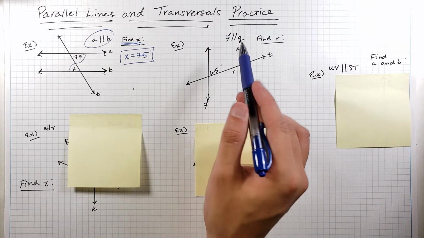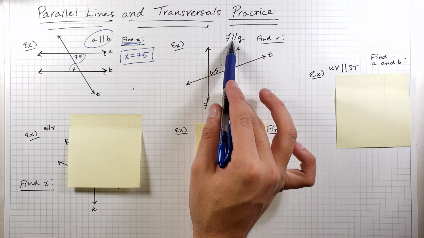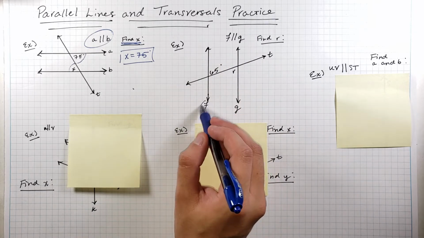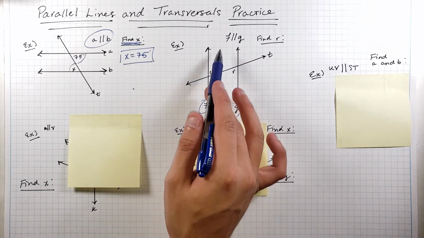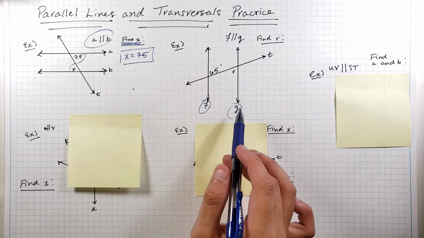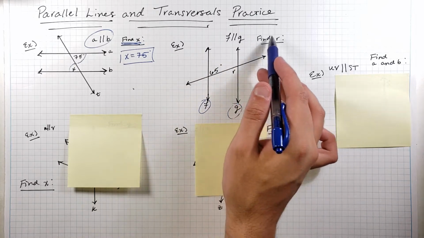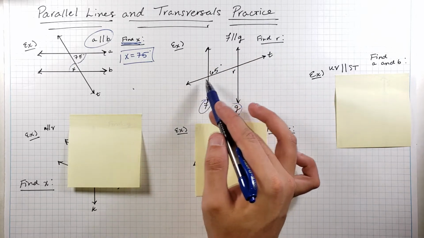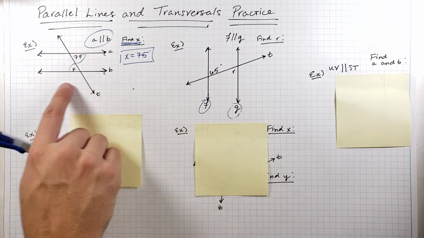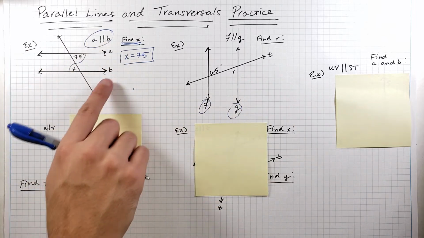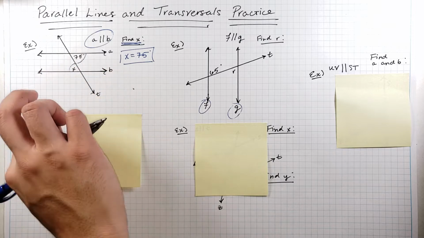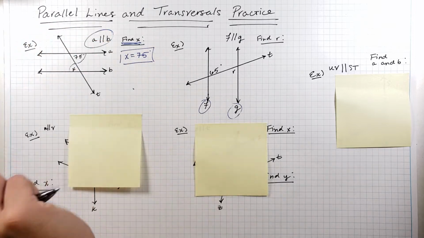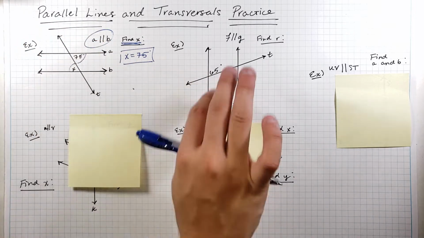Very similar. They tell you F is parallel to G. So here's F and here's G. They're telling us that they're parallel, and they want us to find R, and we have this transversal. So guys, just so you know, they're not always going to look like this. All right, you can move them around, you can rotate them and slide them.